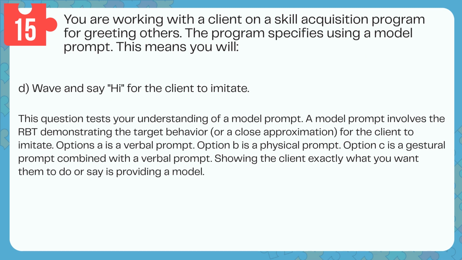Option A is a verbal prompt. Option B is a physical prompt. Option C is a gestural prompt combined with a verbal prompt. Showing the client exactly what you want them to do or say is providing a model.